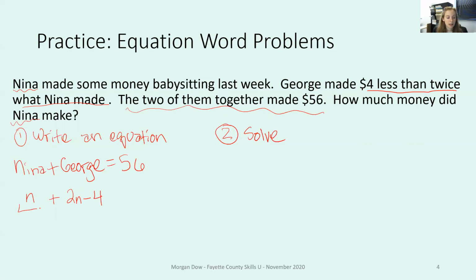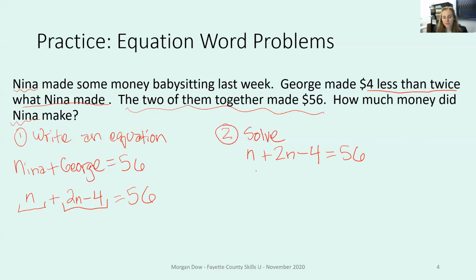So I've got Nina right here. I've got George right here. All together, they made $56. Okay, so now we have an equation that represents the situation, and now we can solve it. So N plus 2N minus 4 equals 56.